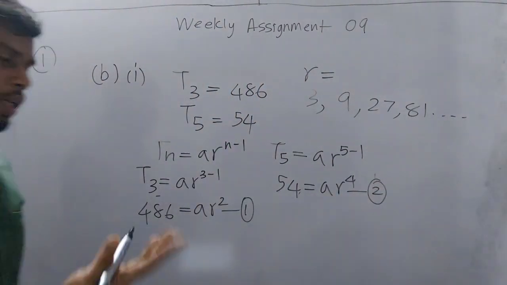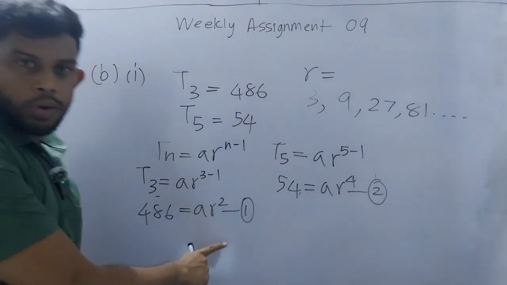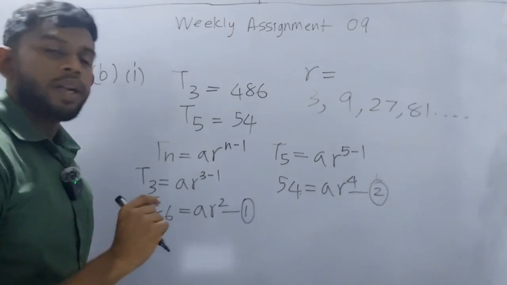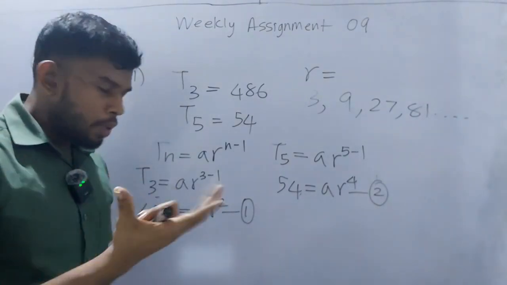Now you have two equations and two unknowns. You don't know the first term, you don't know the common ratio. How do you simplify this? Simultaneous equations.